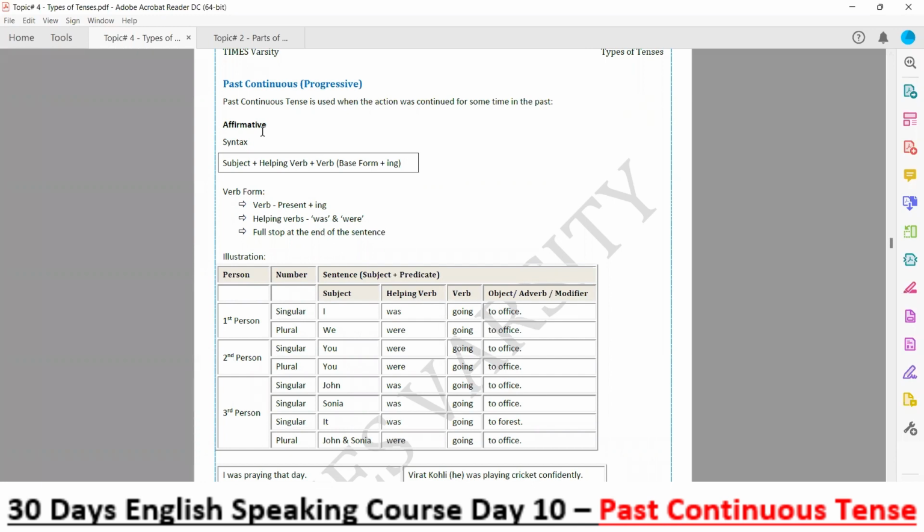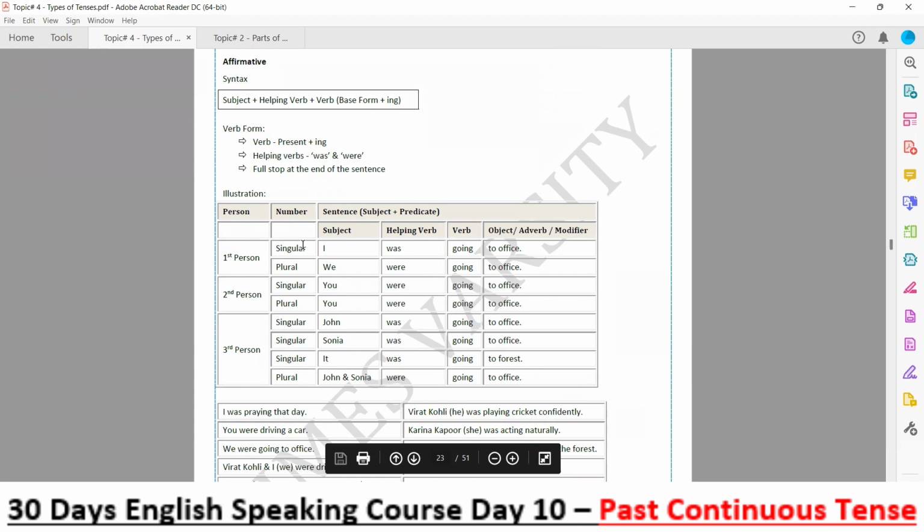If you talk about an affirmative sentence in past continuous, here is the rule or syntax. Subject plus helping verb plus verb, and the ing form of the verb is used. So verb present plus ing, and the helping verbs are was and were. Full stop at the end of the sentence. As we know, for all affirmative sentences, we need to end the sentence with a full stop. So let's take some examples.